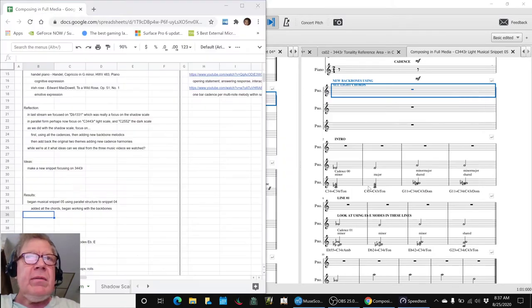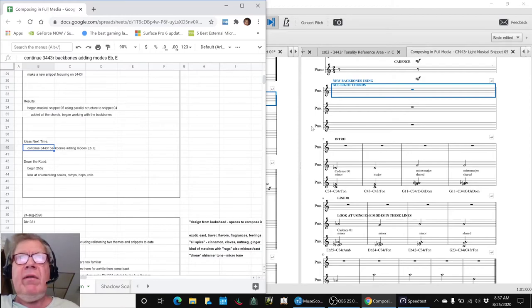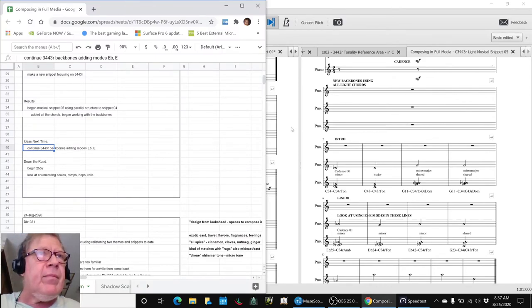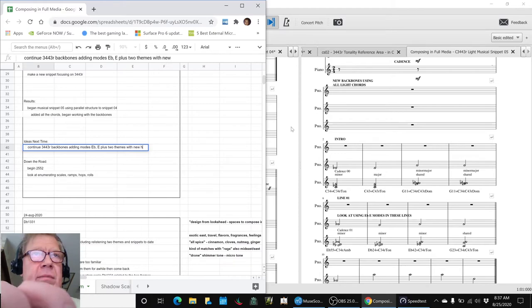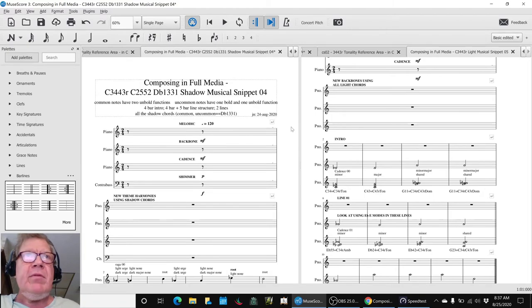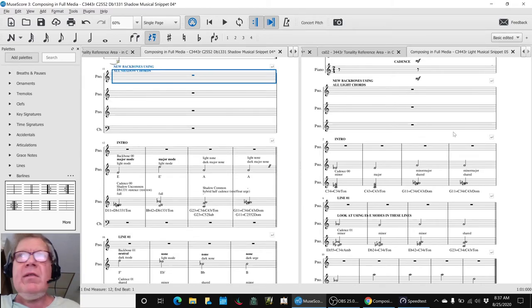Our next steps are to continue the 3443R backbone, adding modes, and then down the road some other stuff. So let's show you what we mean. Also, actually, we need to add the two themes with new harmonies, because we did that up here. These were the two themes, new theme harmonies using shadow chords. But we didn't get that far today. This is how far we got. So we will end today's stream by playing how far we got here.